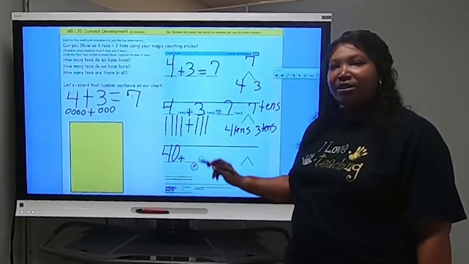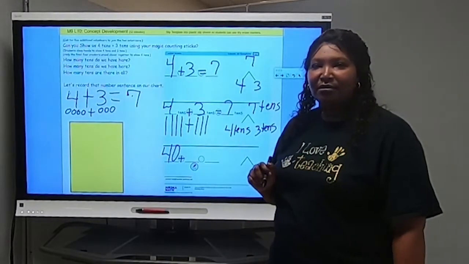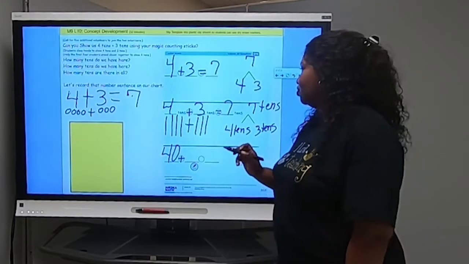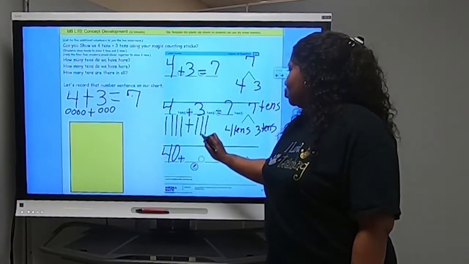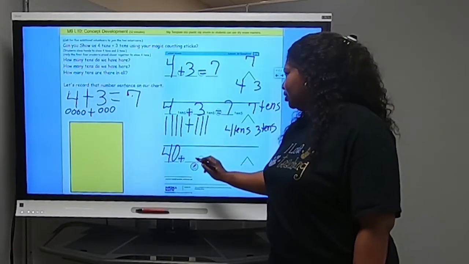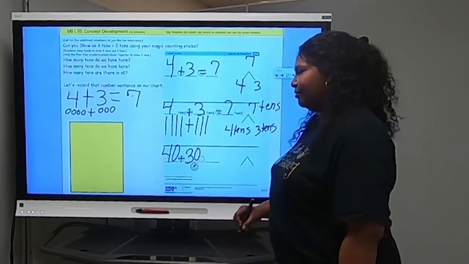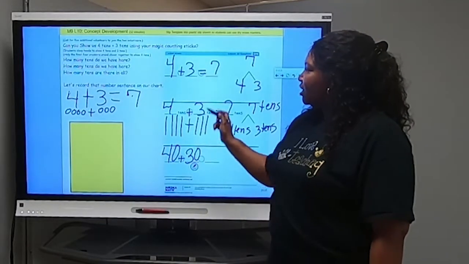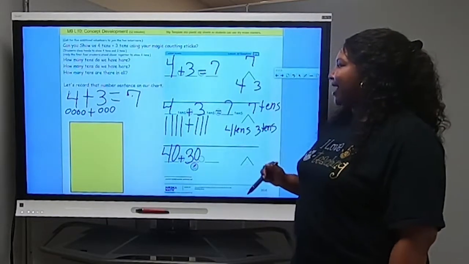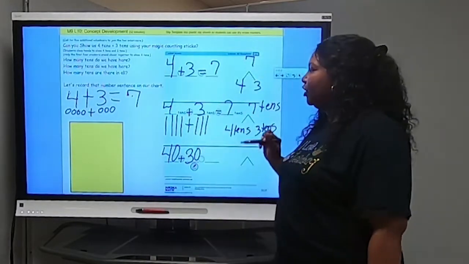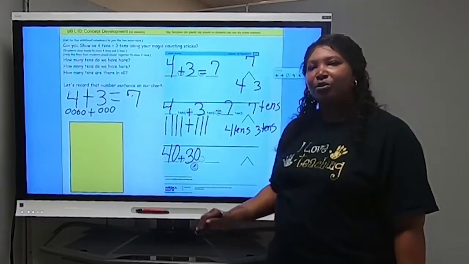Okay. What's the value of 3 tens? You sure it's 30? Let's count and make sure. 10, 20, 30. Good. You're absolutely right. You're good at this, okay? All right, so since 4 plus 3 equals 7 and 4 tens plus 3 tens equals 7 tens, what do you think 40 plus 30 will equal?